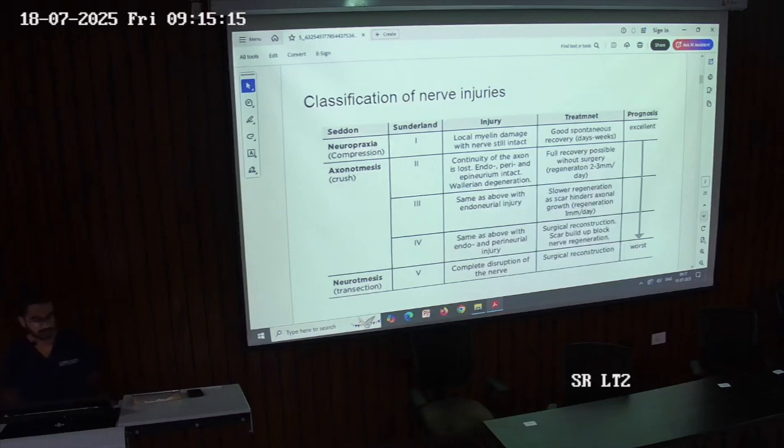Right? Now, in neuropraxia, there is just a local injury to the axon. The axon which is covered by the myelin sheath, there is just a local injury. It is not that extensive. So there is just scraping off or minute injury of the myelin sheath in neuropraxia. As you can see, in layman terms, you can call it compression and nothing else.